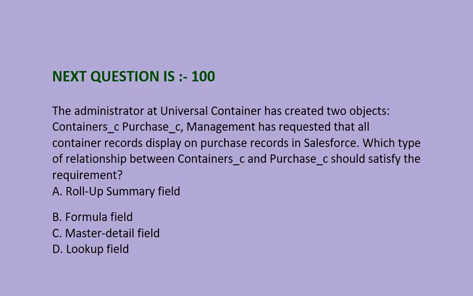Question: the administrator at Universal Containers has created two objects, containers__c and purchase__c. Management has requested that all container records display on purchase records in Salesforce. Which type of relationship between containers__c and purchase__c should satisfy this requirement?